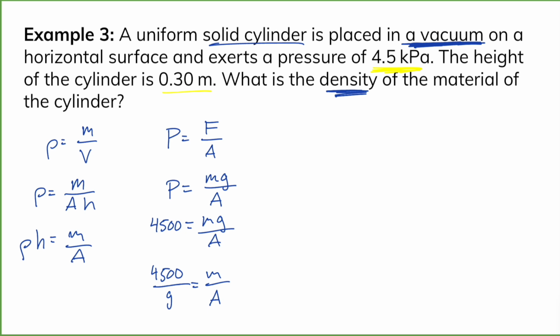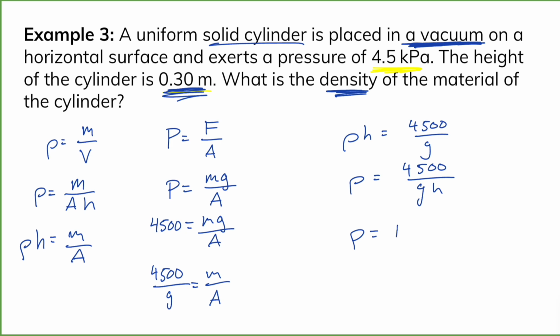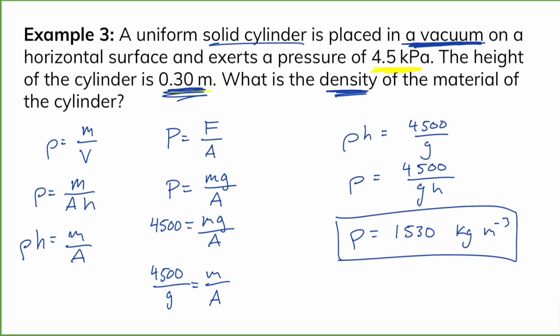And so now I can equate this with this, and I can use that to calculate the density. So I can write rho H is equal to 4,500 over G. And so that means the density is 4,500 over G, H. And H I was given in the question, and G is a physical constant. And so when I plug this in my calculator, I get a density of 1,530 kilograms per meter cubed. So that's the final density of this substance.